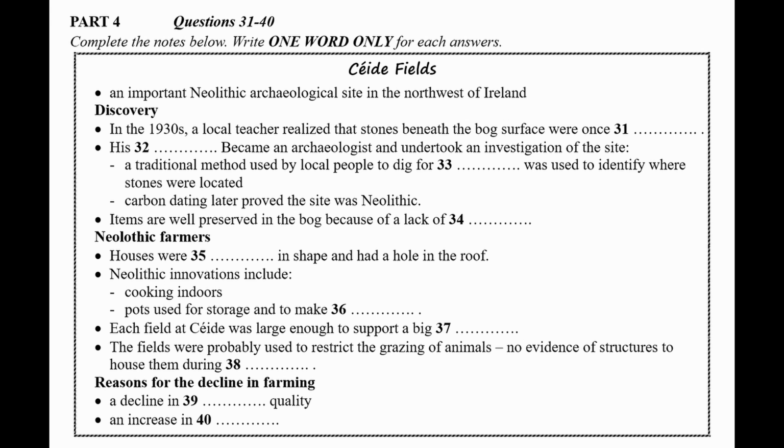These weren't round, as people often assume, but rectangular, with a small hole in the roof that allowed smoke to escape. This is one of many innovations and indicates that the Neolithic farmers were the first people to cook indoors.